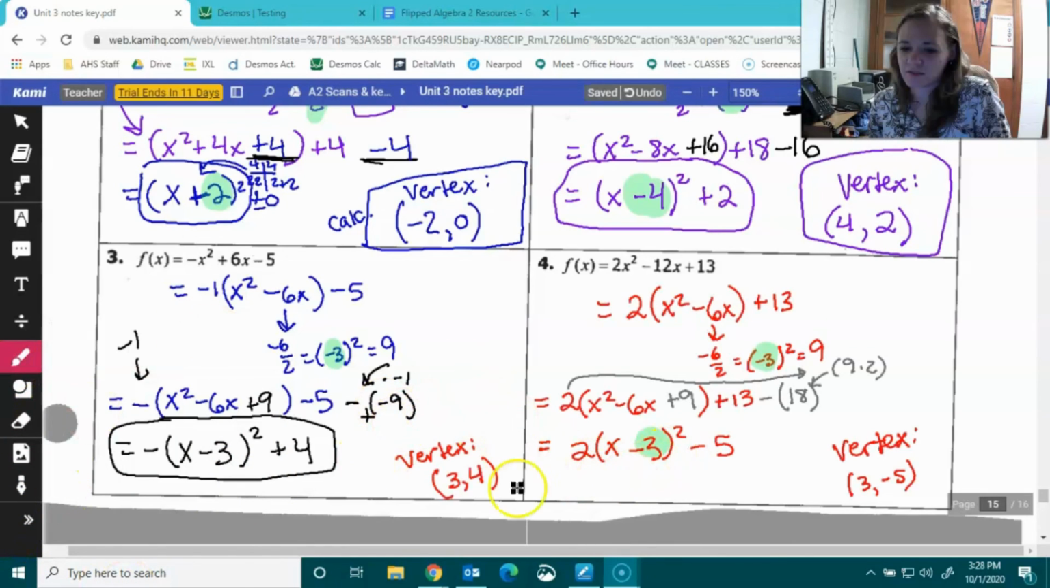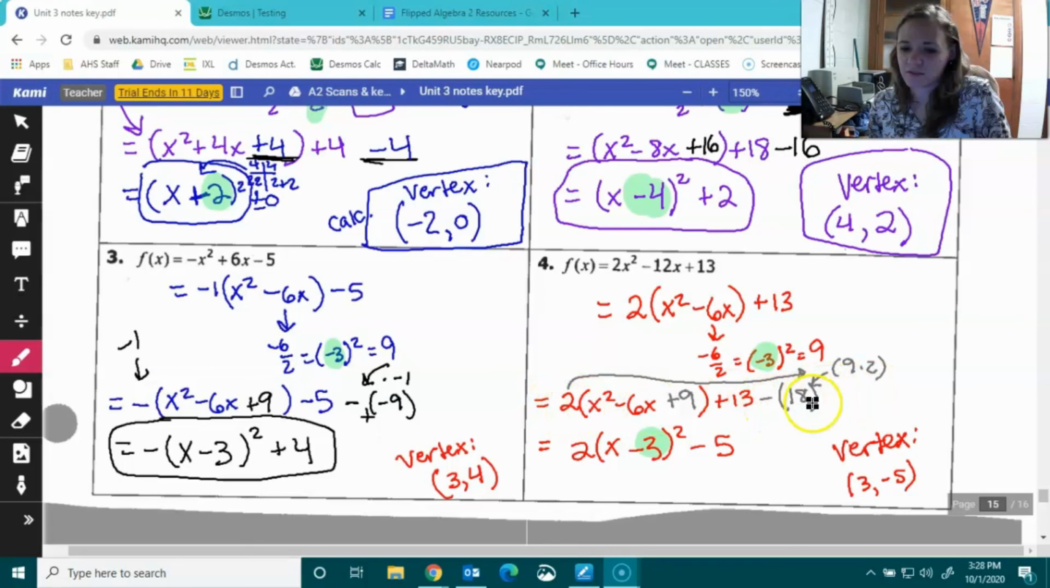So, our solutions, I didn't put the vertex on number 3, but it's the opposite of this number, and then the same as this number, so that'd be 3 and 4. This one kind of starts out the same as what was in parentheses on number 3. You get negative 3 squared equals 9. Alright, so you add the 9 on the inside, and then you're going to subtract the 9 out here, except you're going to go ahead and multiply by a. So 9 times a, which was this value 2, is 18.